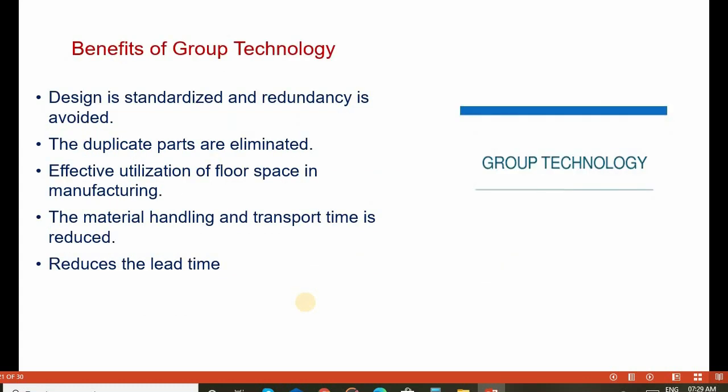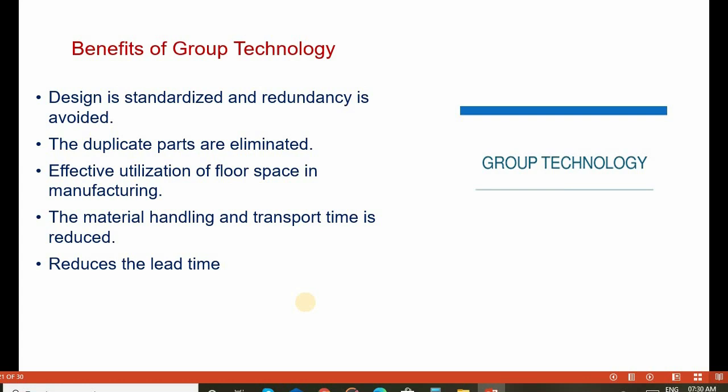There are various benefits of group technology, such as design is standardized and redundancy is avoided. So the design is standardized so that redundancy, errors and mistakes are avoided. Duplicate parts are eliminated, so the unwanted parts and waste parts are eliminated. Effective utilization of floor space in manufacturing: as duplicate and unwanted parts are removed, the floor space utilization becomes effective.